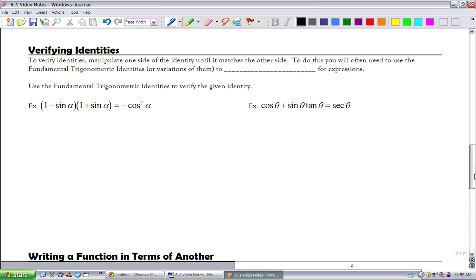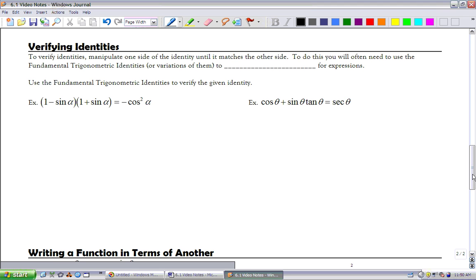Okay, although the other concepts that we've discussed are important, they actually lead up to this, verifying identities. This is one of the big ideas of this section and of this chapter. It's probably the largest. To verify identities, manipulate one side of the identity until it matches the other. To do this, you will often need to use fundamental trig identities or a variation of them to substitute for expressions.